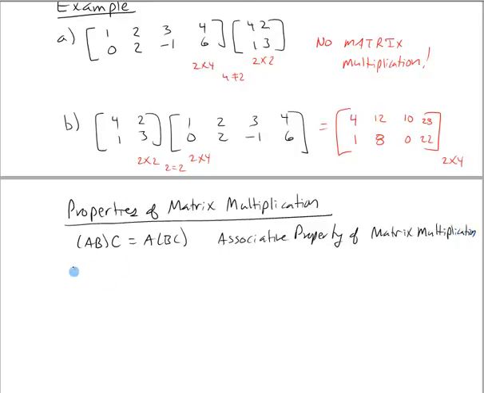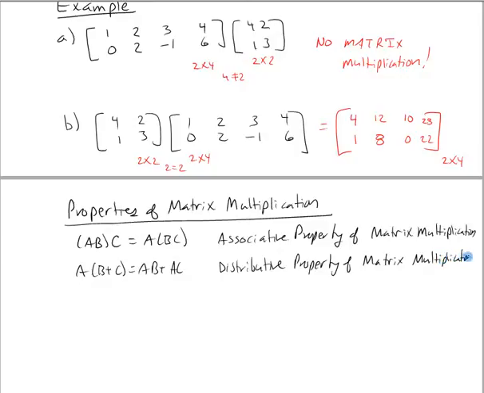Okay, next we have A times the sum of B plus C is equal to AB plus AC, the distributive property. So this is the distributive property of matrix multiplication. This would also work if we rewrote this a bit, AC plus BC. And of course, for any of these to work, all the dimensions are going to have to kind of cooperate here.